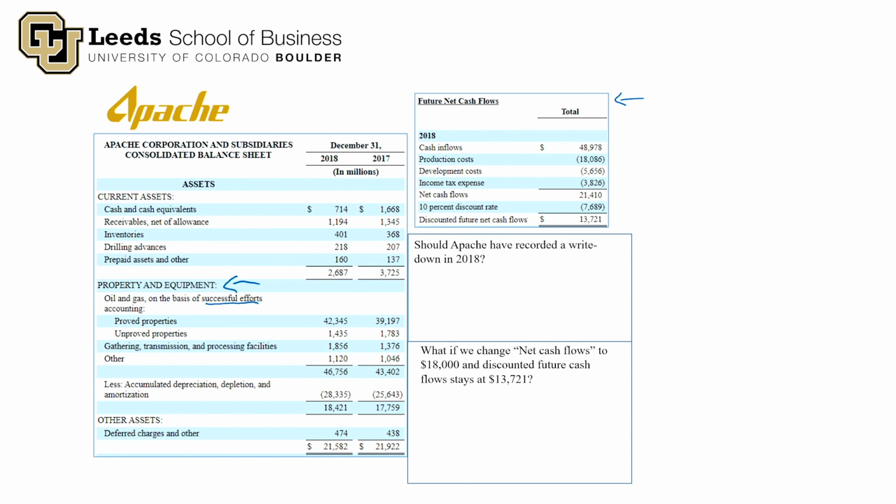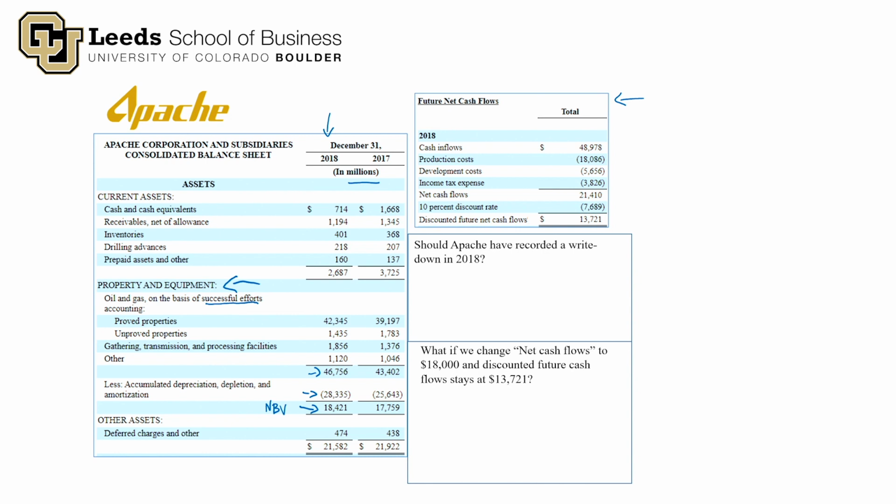They've got gathering, transmission, and processing facilities, and they've got other property and equipment for a total gross balance of 46.7. This is in millions. So that's $46.7 billion gross PP&E. Then they've got accumulated depreciation, depletion, and amortization. You can just think of that as accumulated depreciation of $28.3 billion. And they've got a net book value. So I'll just write NBV here. This is the net book value of their property and equipment as of December 31st, 2018. Now this extra disclosure, it doesn't exactly map onto this financial statement, but it's good enough for our purposes.